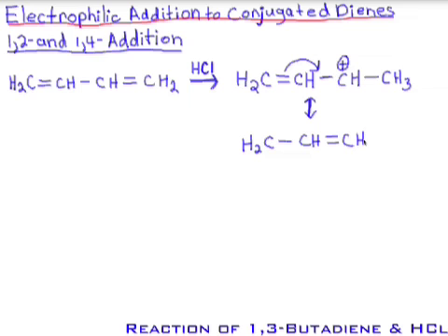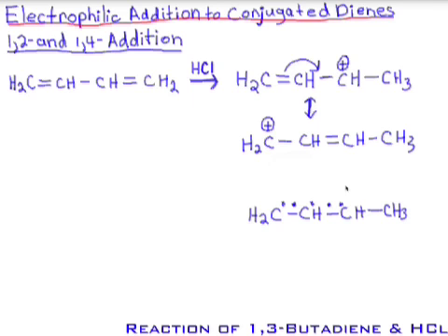Now, if you remember correctly, resonance contributors don't exist. What exists is the resonance hybrid. The resonance hybrid is some average combination of both resonance contributors. In this case, the resonance hybrid would look something like this, where the pi bond is delocalized over 2 carbons, and the delta plus is spread out over these 2 carbons.